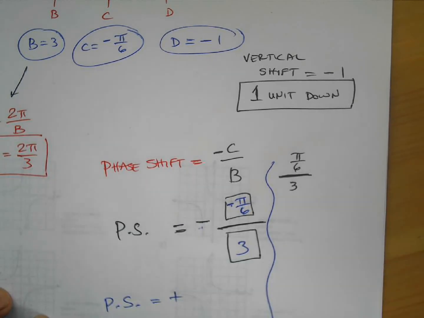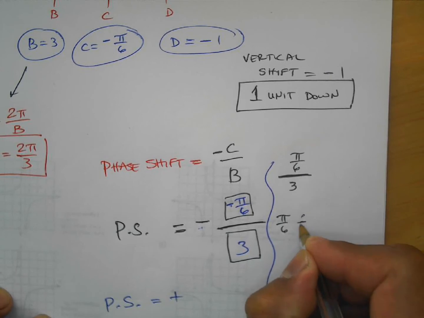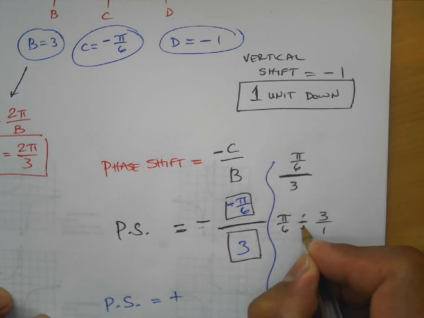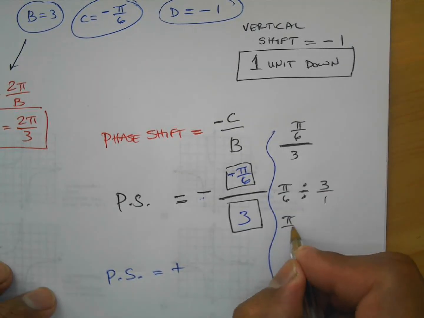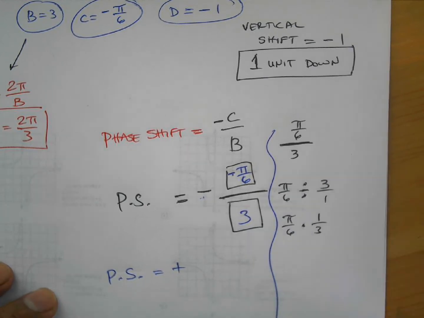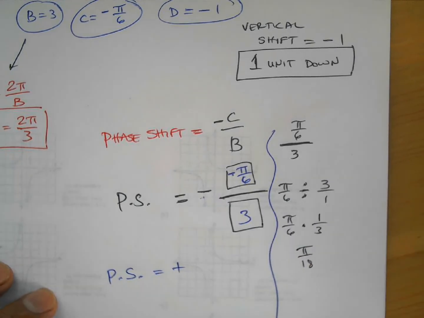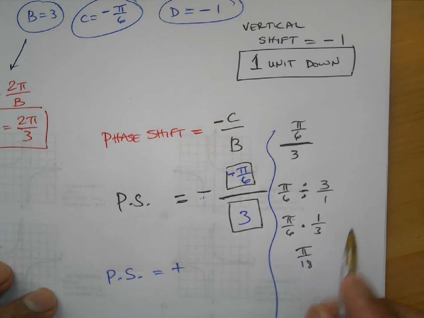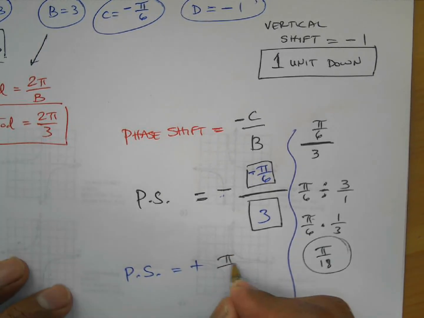Well, we've been doing this long enough. Pi over 6 divided by 3, that would be divided by 3 over 1. That would be pi over 6 times 1 over 3, the reciprocal. So that'll be pi over 18. Pi times 1 is pi, 6 times 3 is 18. Pi over 18. All right, that's the phase shift, pi over 18.